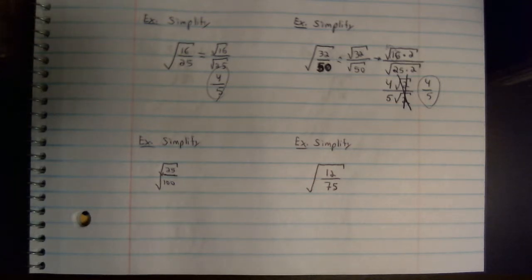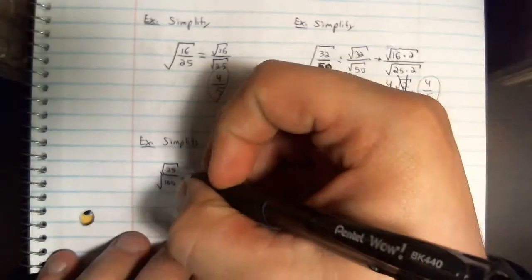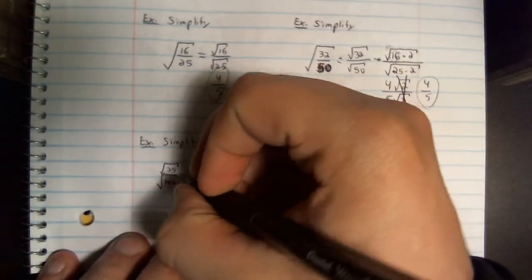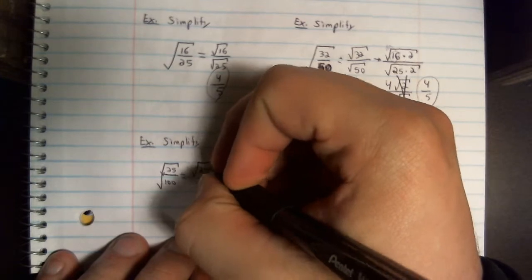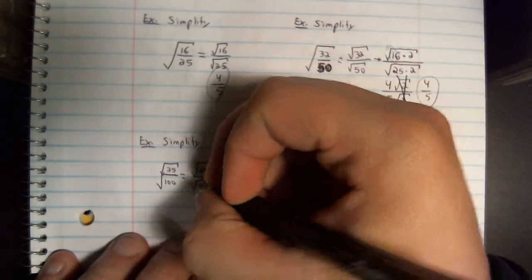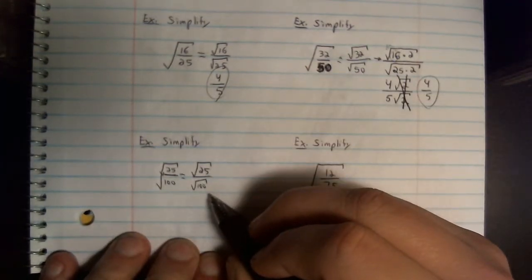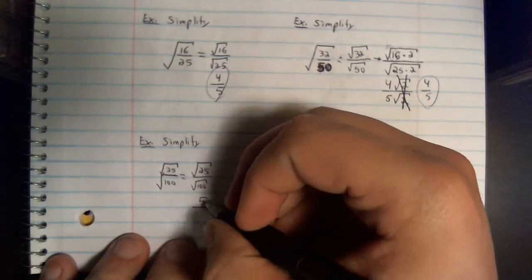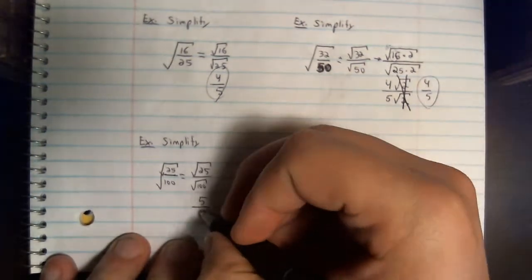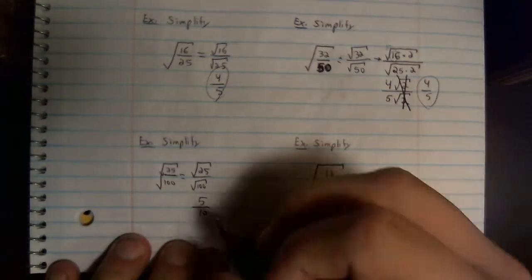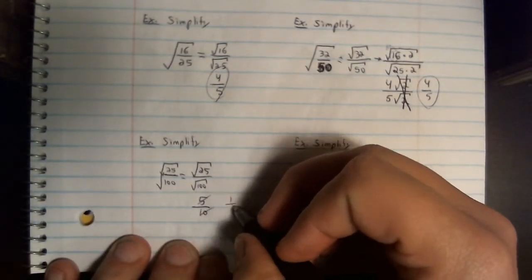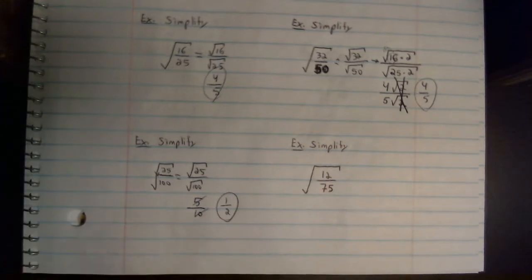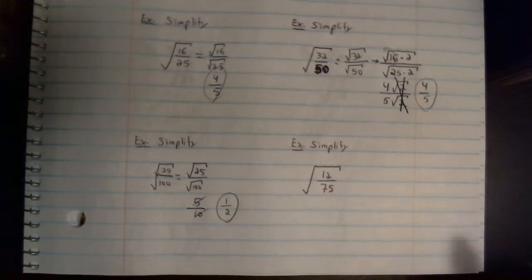Alright, let's see how you did. We're going to break these up into 2 different pieces. Square root of 25 over the square root of 100. Square root of 25 comes out as 5. Square root of 100 comes out as 10. Hey, this can reduce. That's going to reduce to 1/2. Hopefully you got that one.